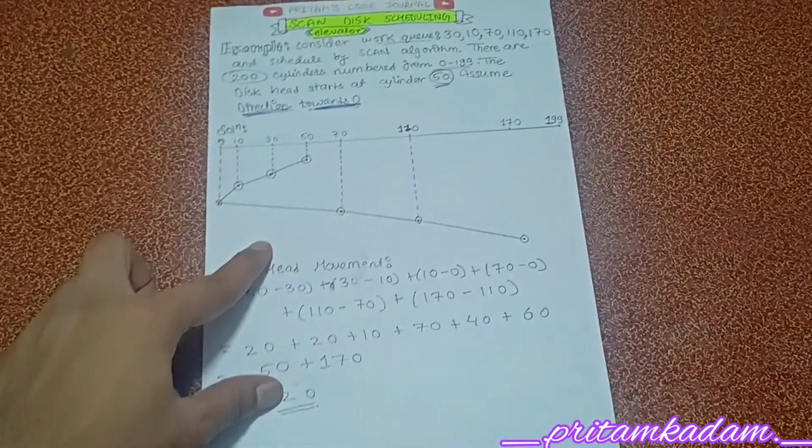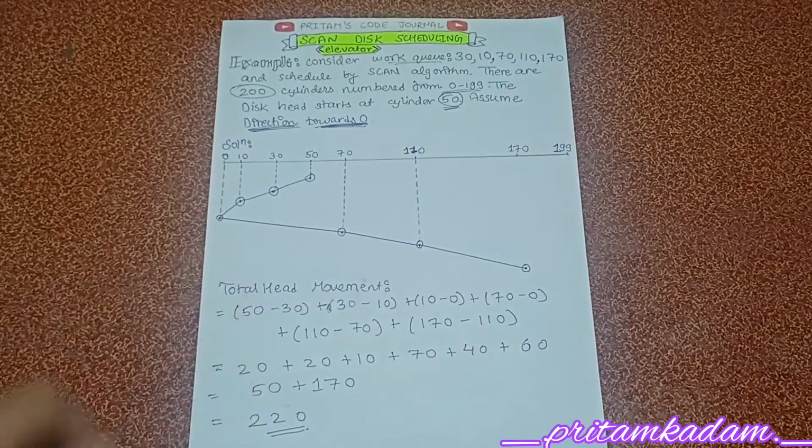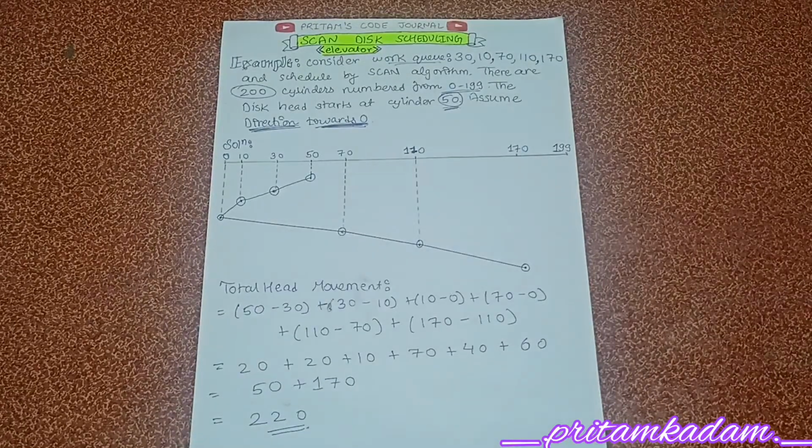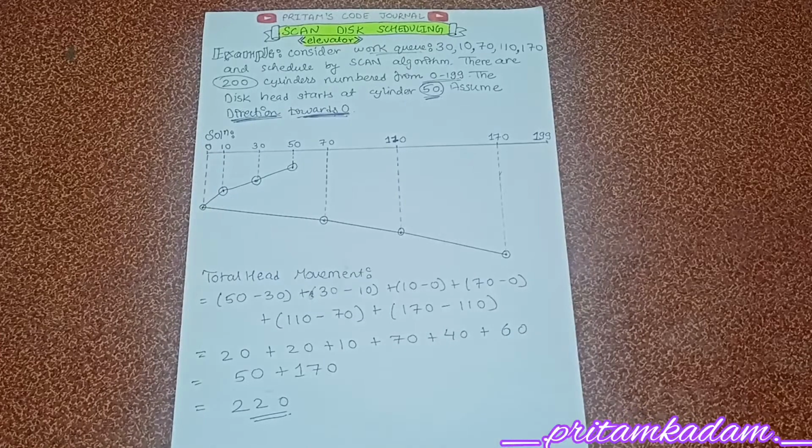SCAN is also known as the elevator algorithm because it works like an elevator, and it gives high throughput because it provides low variance of response time, and it executes every request that it encounters on the way in its particular direction. It provides average response time, but it has a disadvantage that it has long waiting time for requests for locations that were just visited by the disk arm.